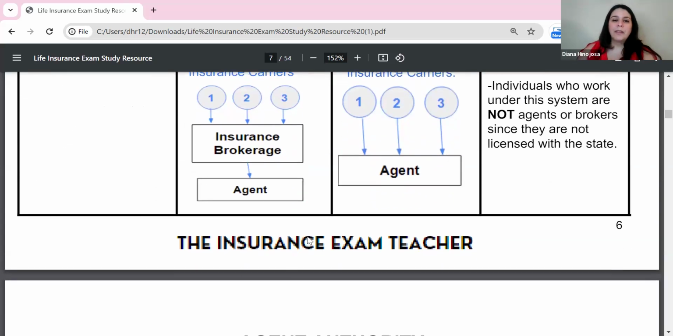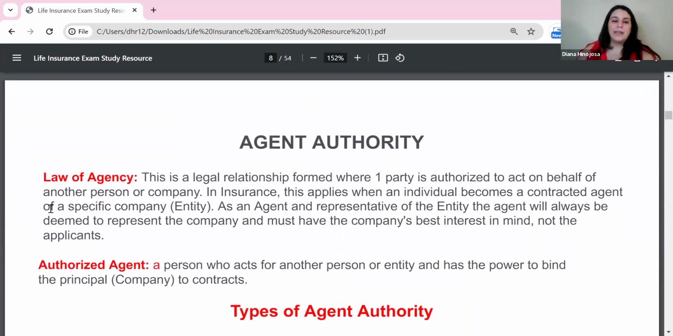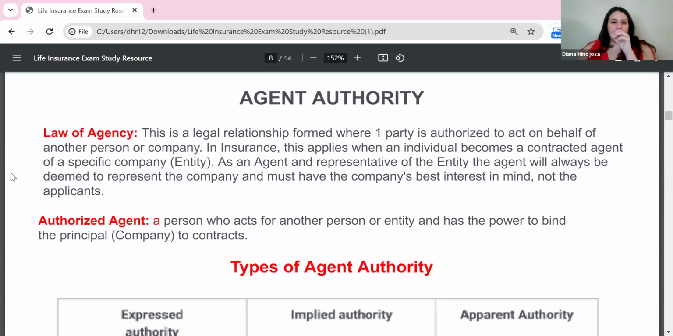All right, guys, so let's talk about the next thing, agent authority. A while ago, I mentioned this word right here, authorized agent. Let's talk about this. When you decide what kind of a system you want to work with, what kind of a company you want to work with, you're going to get to the fun part once you pass your test, and you're going to sign up with the company, sign those contracts, and become an authorized agent.